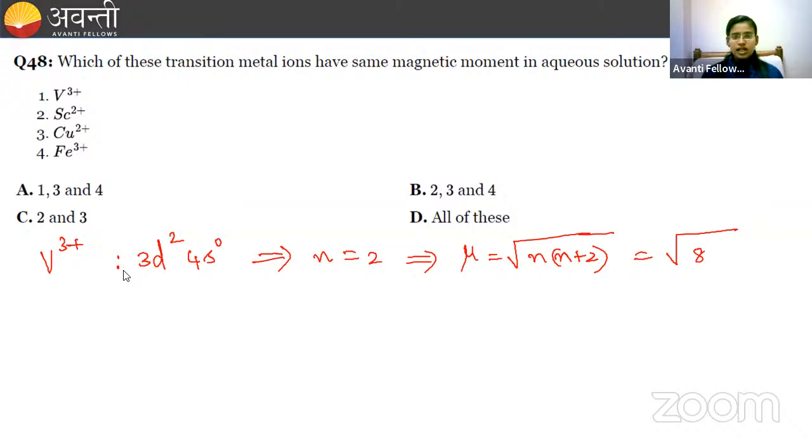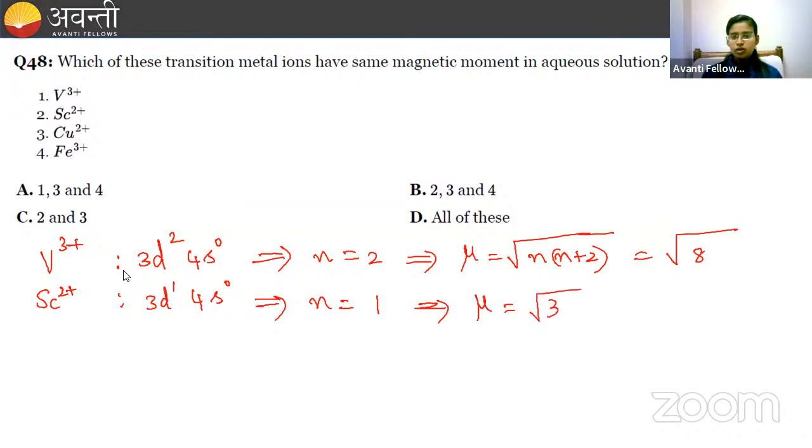Okay. Next, coming to scandium 2+. Scandium 2+ configuration is 3d1 and 4s0. Okay, so there will be 1 electron in scandium 2+, and the number of unpaired electrons is 1. If I substitute 1 in this formula, I will get the answer as root 3.